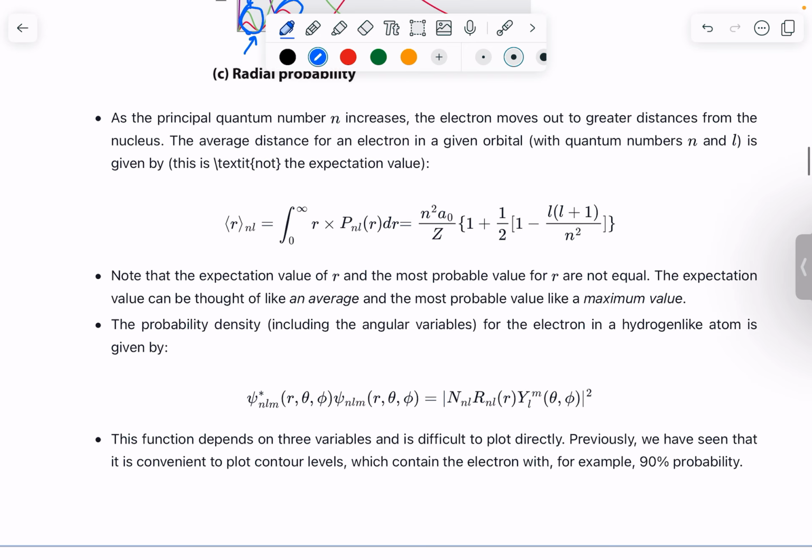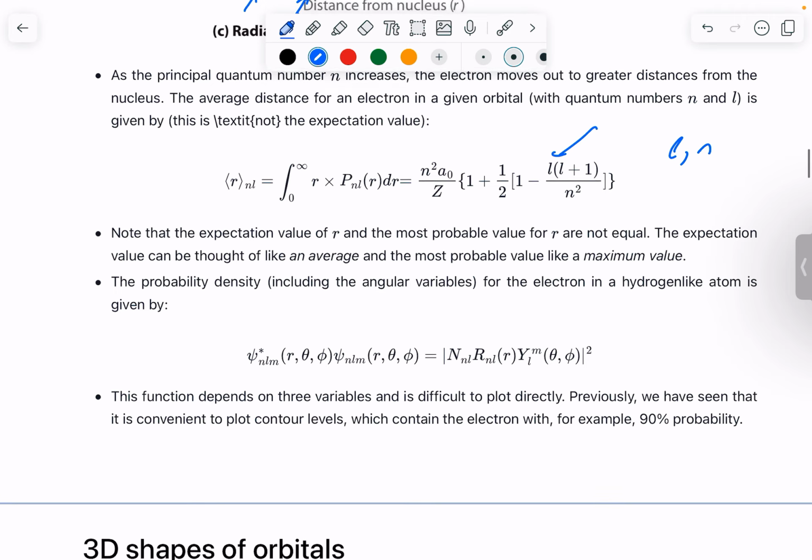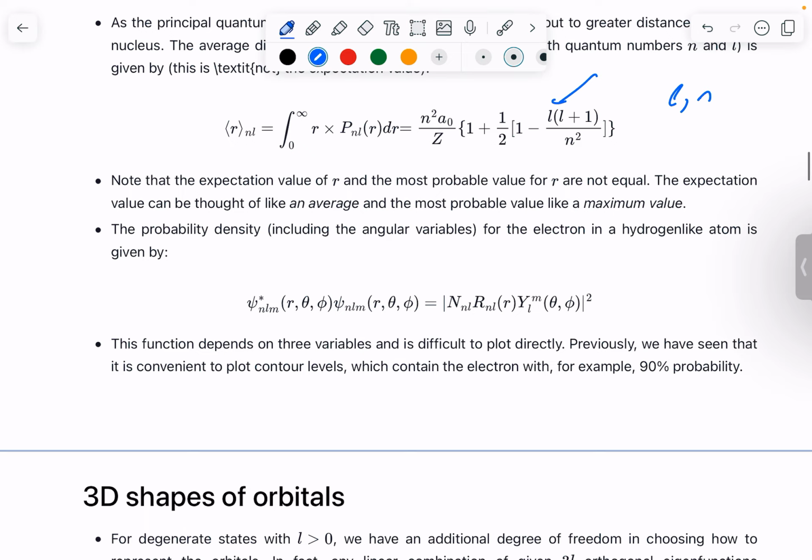Okay, so the average distance of the electron away from the nucleus. This is an expression that we looked at the end of the last lecture, right? So here's a quantitative expression where you see how this thing grows with the quantum number and how it depends on L, right? So you can plug in the values of L and N, and you can do some computation. And I think in some of your problems this is what's asked.